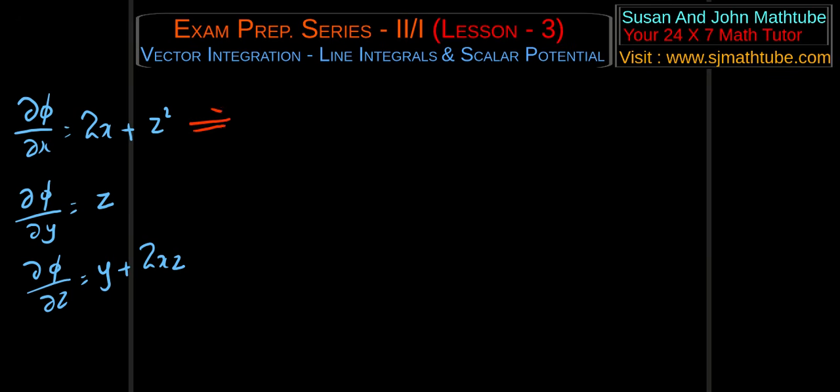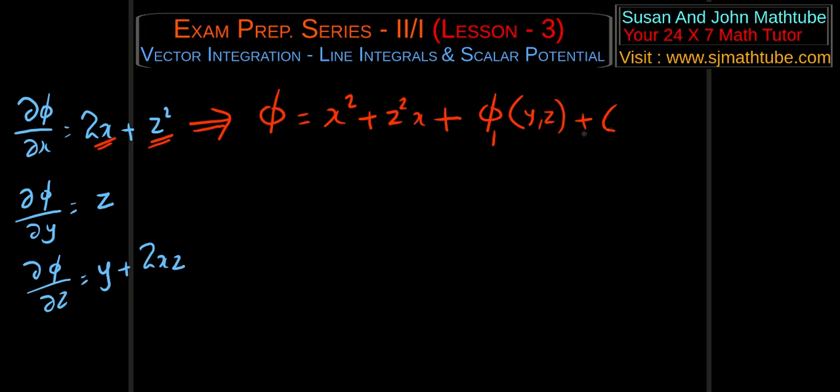And now what should we do? Integrating with respect to x. So I'll get phi is equal to 2 into x square by 2, so 2 and 2 will get cancelled, plus this is a constant with respect to x, so z square into x, plus the most important thing, phi 1, a function in y and z, plus c.